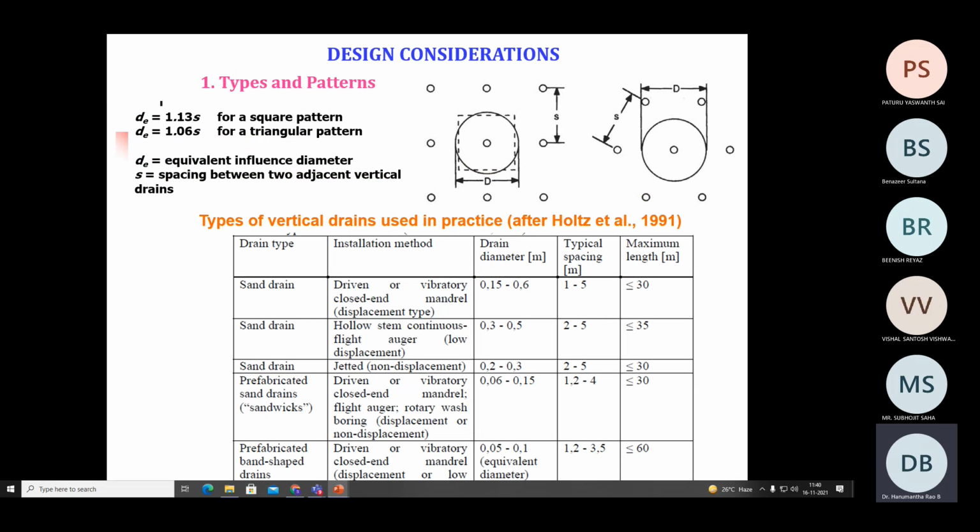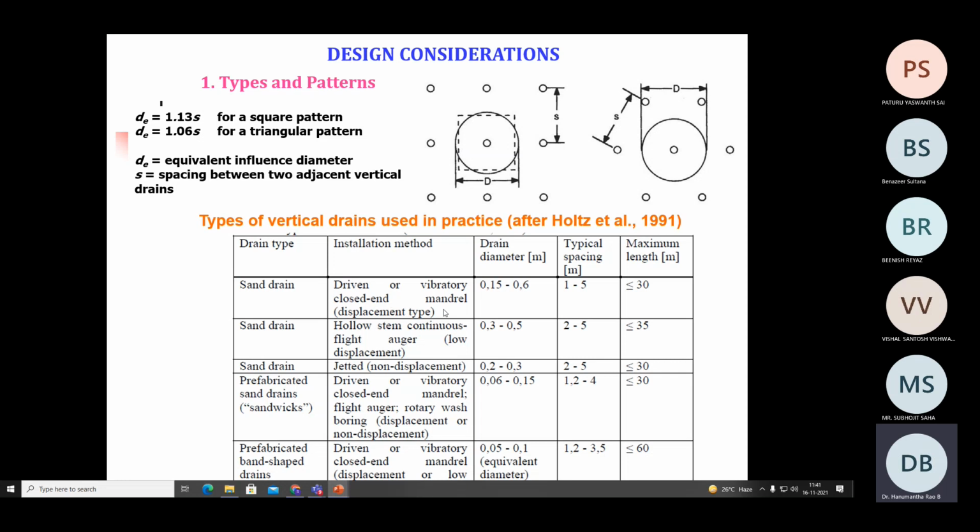So now let us try to discuss some design considerations when you want to design the PVD in a real life situation. Typically two patterns are used, square and triangular. D is equal to 1.13 S for square, 1.06 S for the triangular. And there are different methods that are used for driving the borehole. These are called installation methods.